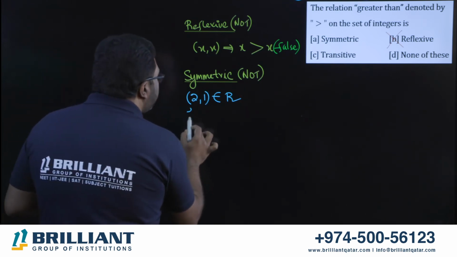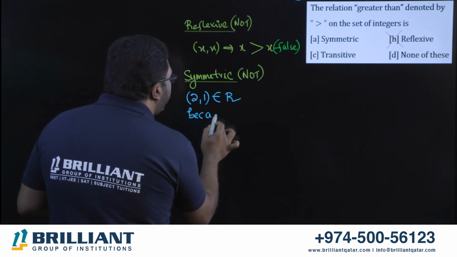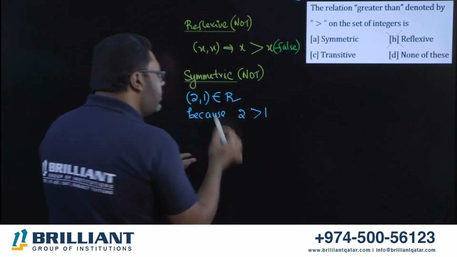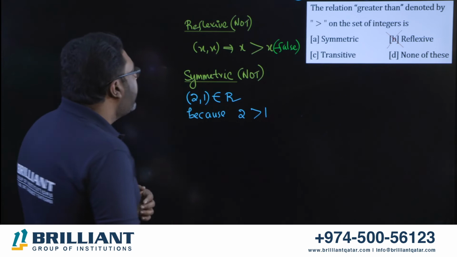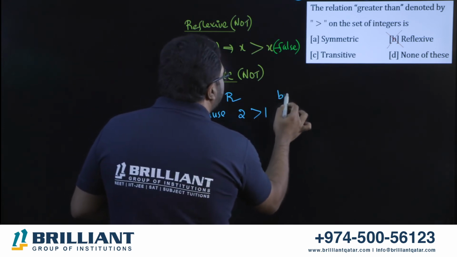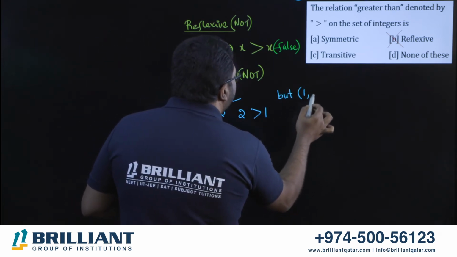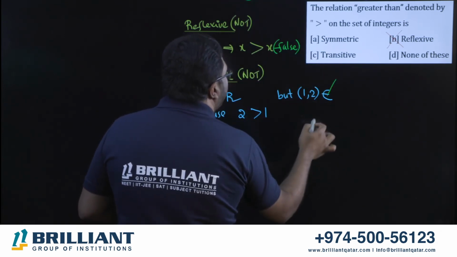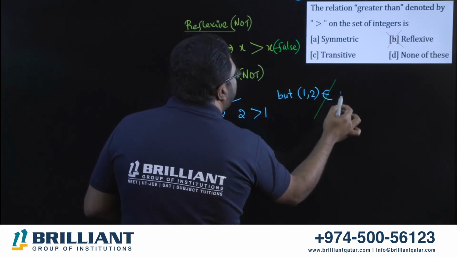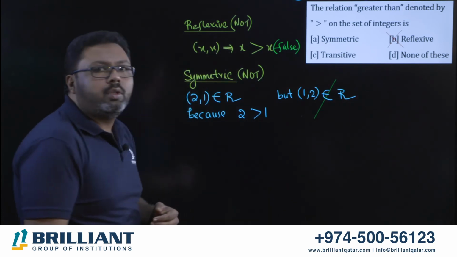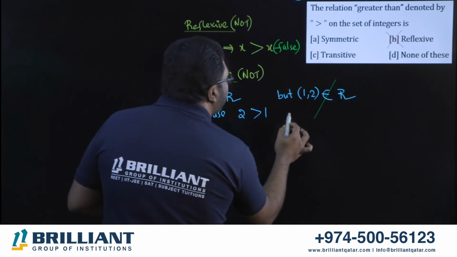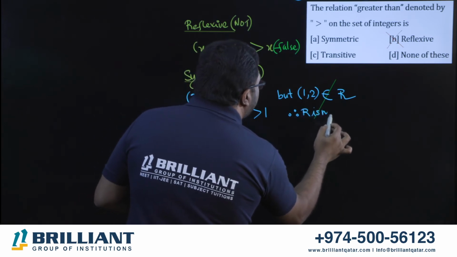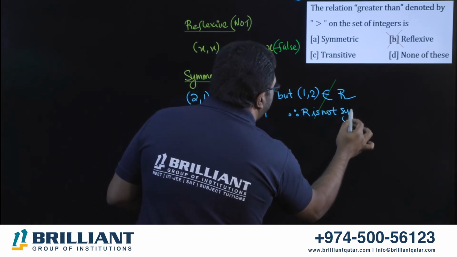What is the reason for 2, 1 belongs to R? Because 2 is greater than 1, no doubt. 2 is greater than 1, but 1, 2 does not belong to R. Therefore, R is not symmetric.